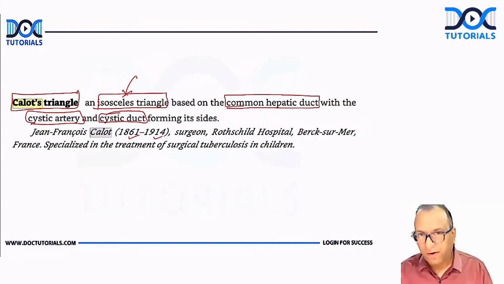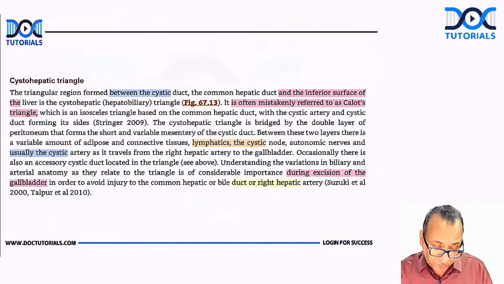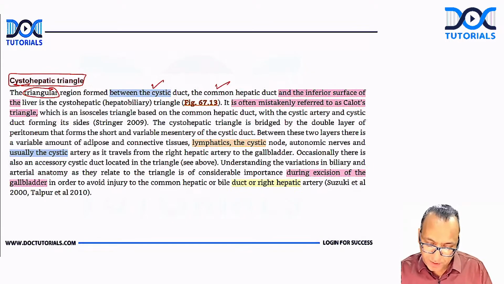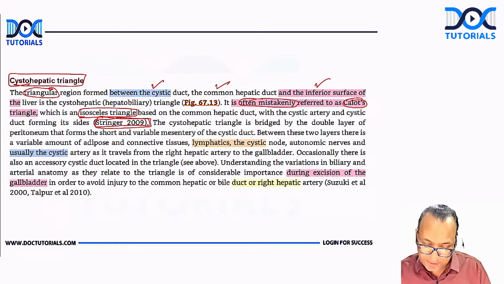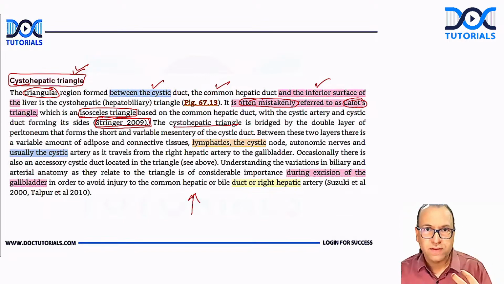Now, it is further given by Gray's Anatomy that the cystohepatic triangle is the triangle between the cystic duct, common hepatic duct, and inferior surface of the liver. People are often mistakenly referring to it as Calot's triangle, which it is not. It was pointed out by Stringer in 2009. Stringer told that this is not Calot's triangle. Calot's triangle is an isosceles triangle and it is different from the cystohepatic triangle. So what is the cystohepatic triangle and what is the purpose of that? It is written here: laparoscopic cholecystectomy, that is the point.